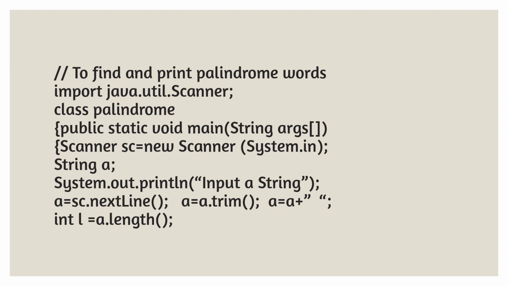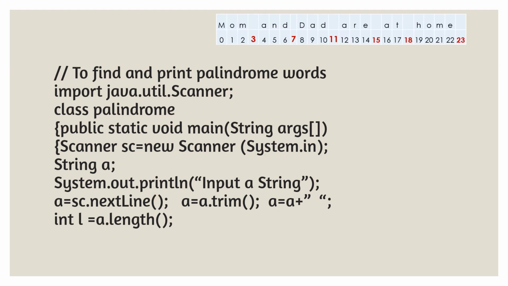First of all, we will write the comment. Here I have written the comment to find and print the palindrome words, and then the Scanner class we are using: import java.util.Scanner; class Palindrome; public static void main; Scanner s is equal to new Scanner(System.in). Declare the variable, give the message "Input a string" and accept the string in the variable, so that whatever sentence we are inputting will be stored in the variable a. Remove the extra space and add one space at the end so that the last word will be taken.